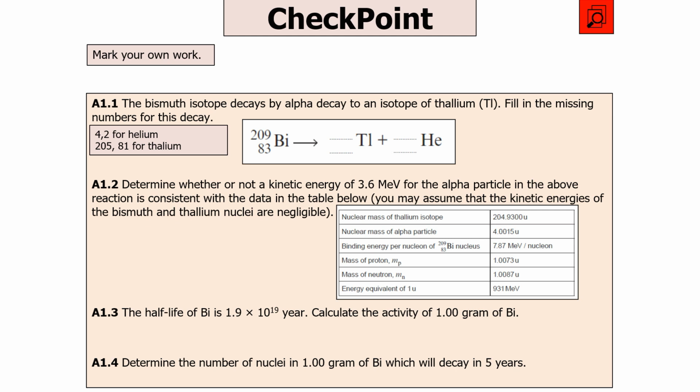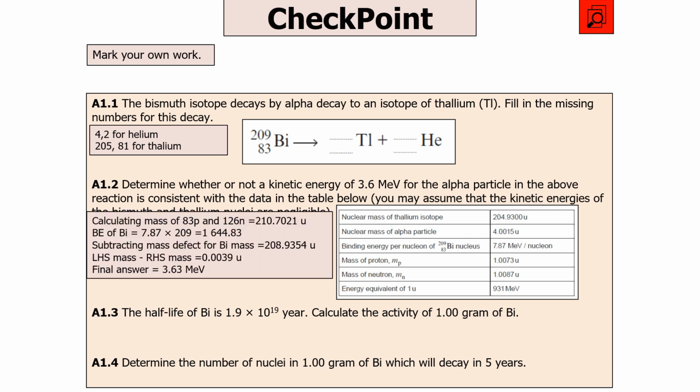In this next one, what are the values going to be? Well, you find the masses of 83 protons and 126 neutrons for bismuth to be 210.7021 U. So for the binding energy, we can then work it through by finding the difference. So you get 164.83. Then subtract the mass defect for the bismuth mass. So you can find the difference and you get 0.0039 U. Multiply that by 231.5 to get 3.63 mega electron volts.